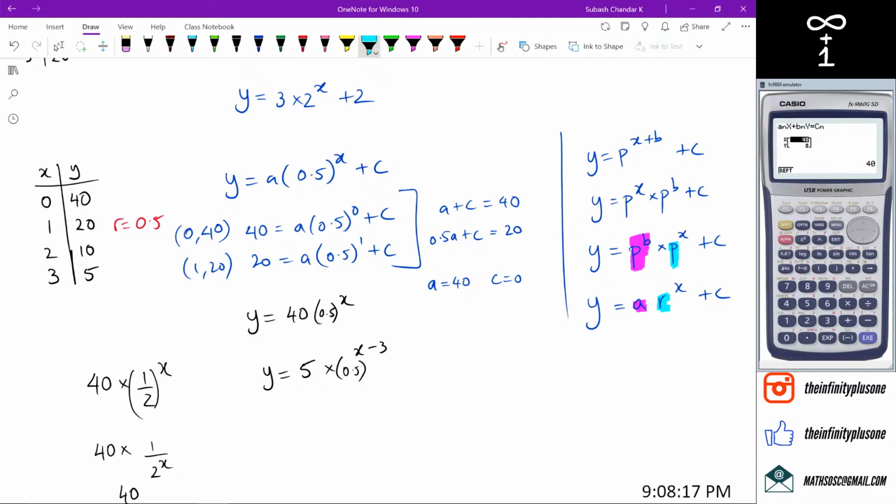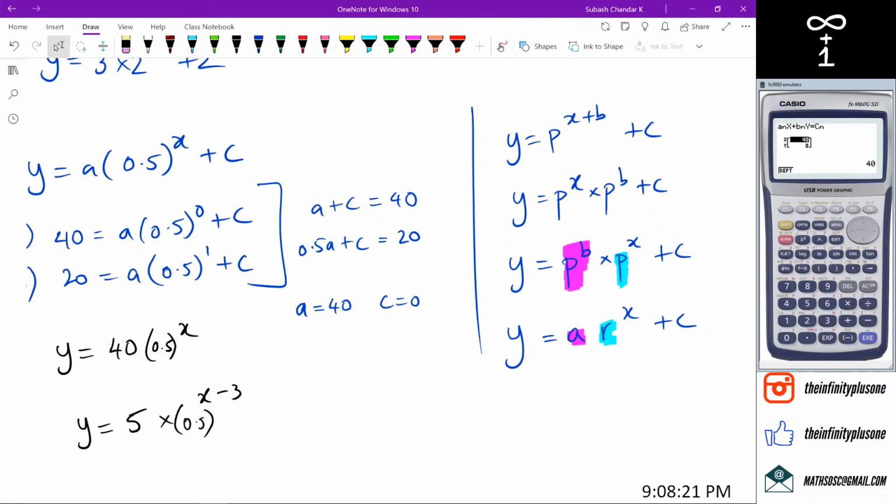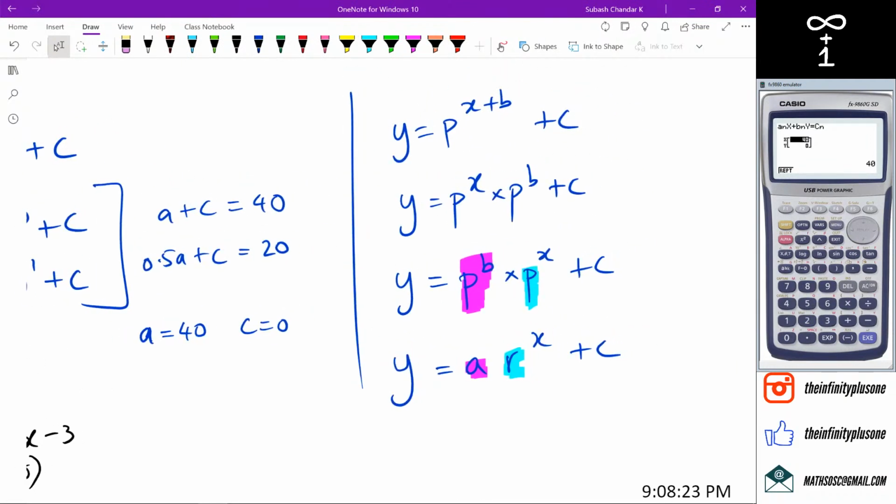I think you guys can see it now. Is that right? Yeah, so that's the only difference between those two formulas. If you started off with p^(x+b) plus c, it'll still work.